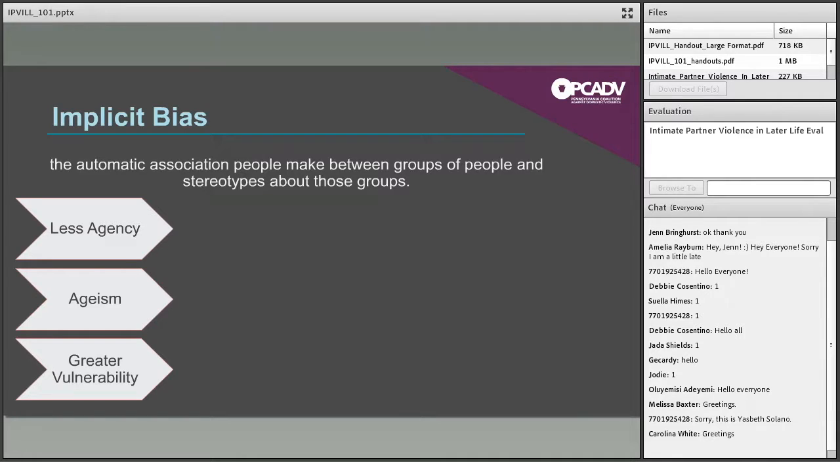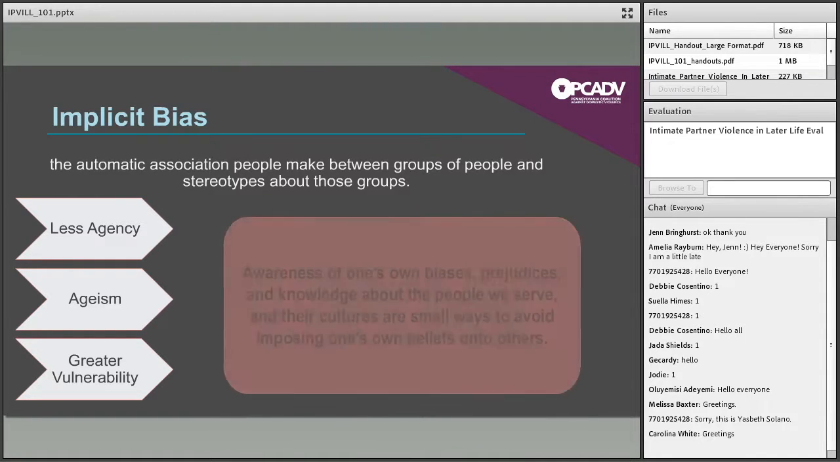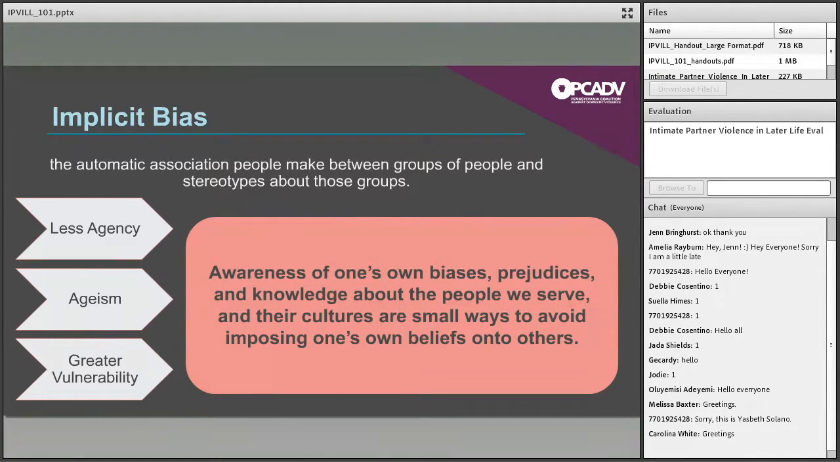And again, equating all older people to either grandmas or grandpas. Oh, I saw this little grandma at the store. She was so cute and precious. That's not an appropriate way to talk about older adults. So a way to combat that is having an awareness of your own bias, prejudice, and knowledge about the people that we serve and their cultures, which are small ways to avoid imposing your own beliefs onto others.